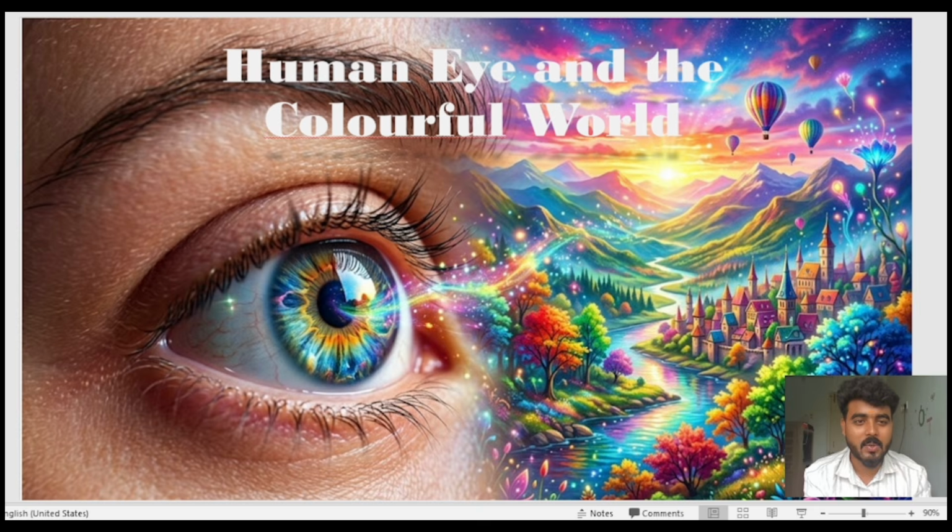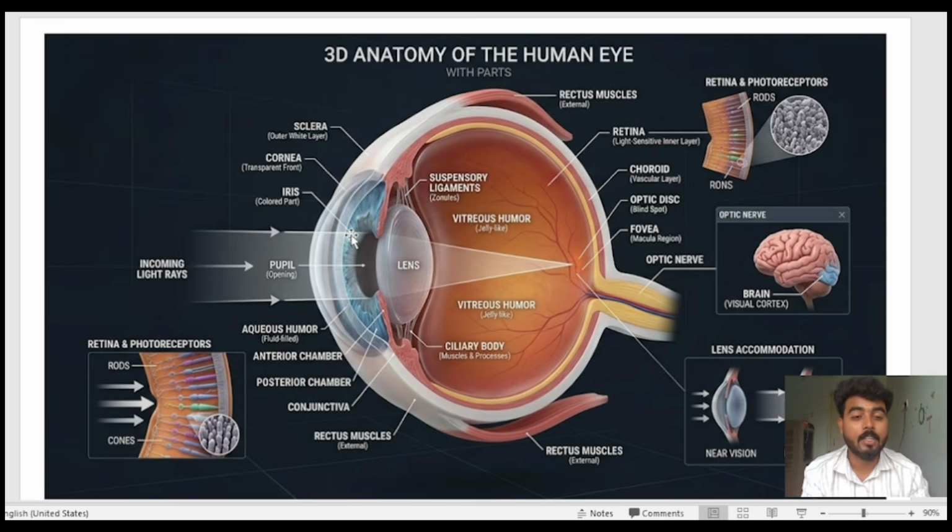In today's class, we are going to cover the topic known as Human Eye and the Colorful World from the Physics Class 10 CBSE. Now, listen here, the human eye is the most sensitive organ in the entire human body. Here you can see a lot of parts, but there is no need to study all of them. Some important parts are asked frequently in your board examination.